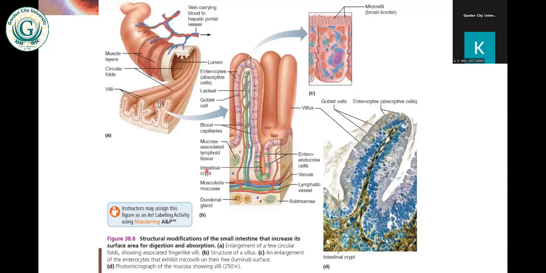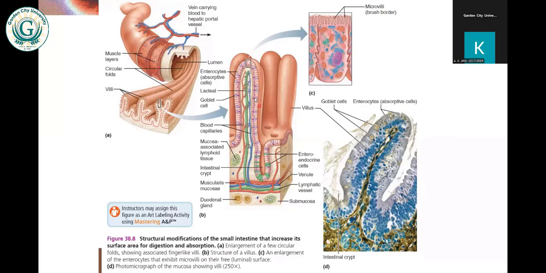Now, this one is just showing us the circular folds. This is the finger-like projection that we are calling the villi. And here you can see the villus, singular, villi, plural. Here you can see the goblet cells that will secrete mucus. And this is another microscope image. These are the microvilli. Here they are trying to show the villi and the microvilli. So you see that the microvilli is also called a brush border.